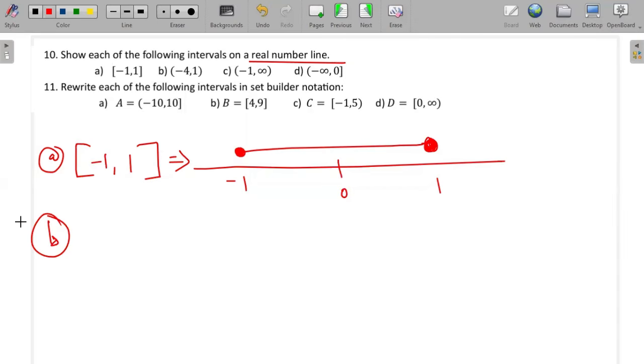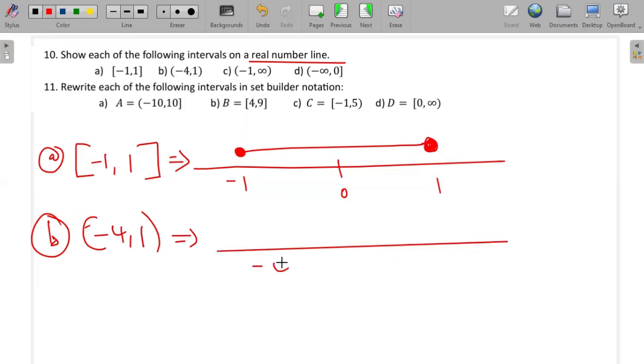B, so if you have any questions, please ask. We have curved brackets like this. So on the number line, I have -4, 0 somewhere, and my 1. At -4, I have a curved bracket, so I'm going to draw an open circle, and then go there. Even on 1, I'll draw an open circle like that. Why? Because I have a curved bracket.